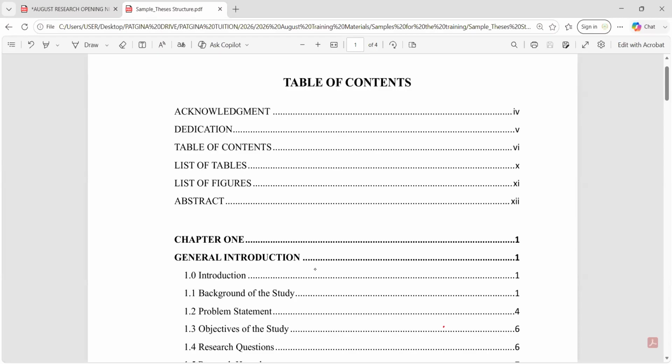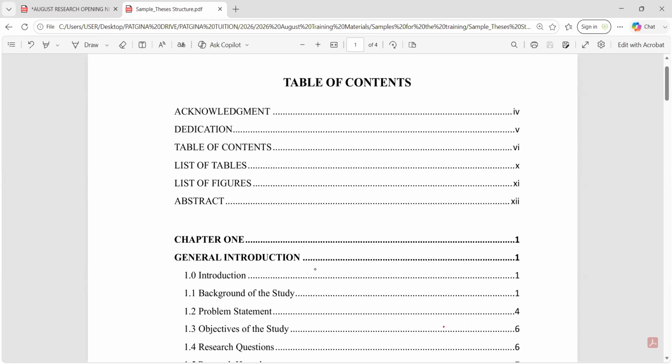Then the table of contents will come, then the list of tables, list of figures, and the abstract. When we say abstract, abstract is a summary of the work. It should not be more than 300 words. And in fact, if you are bringing your work to me, I will tell you it should not even be more than 150. If you write within 150, it's nice.